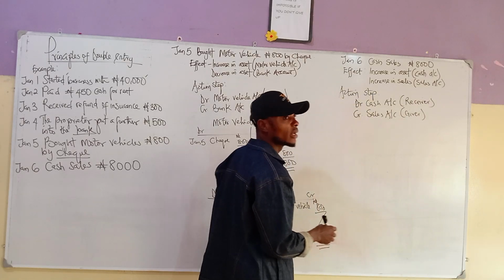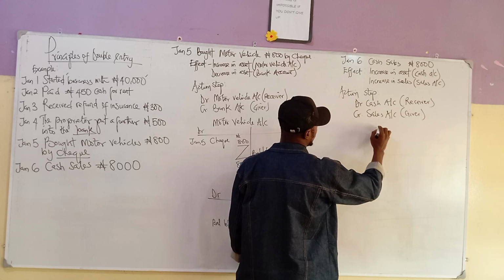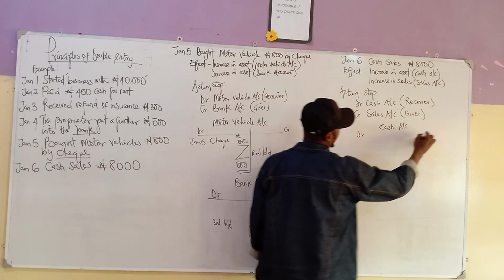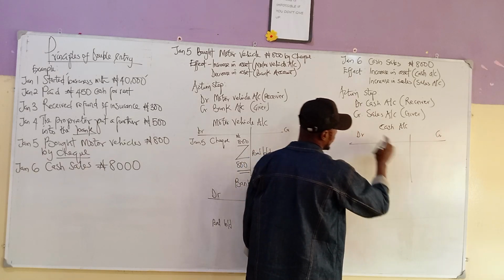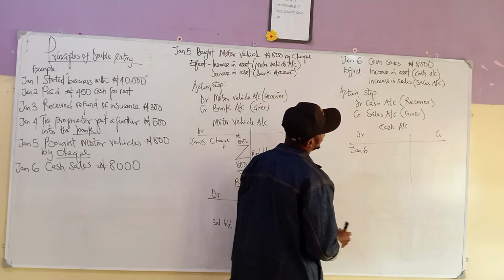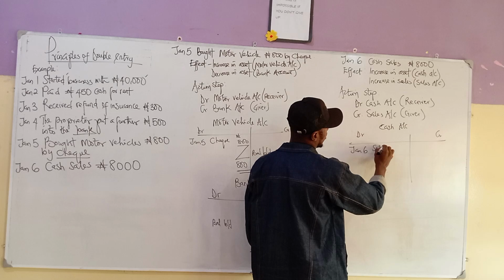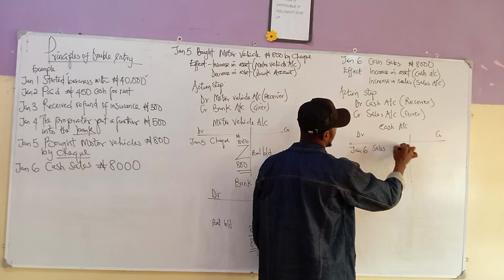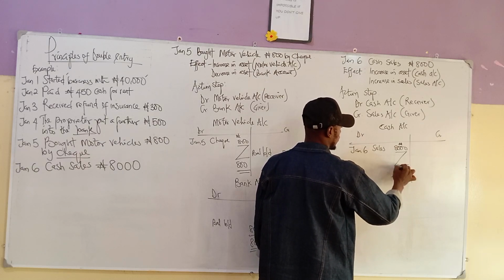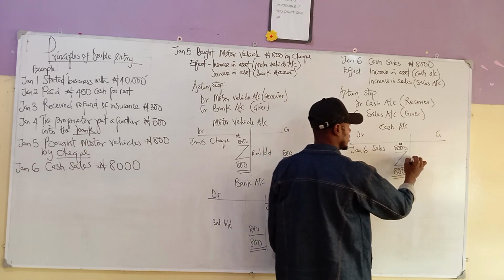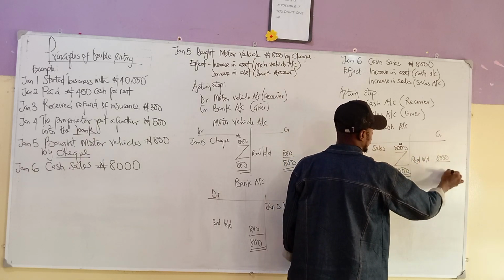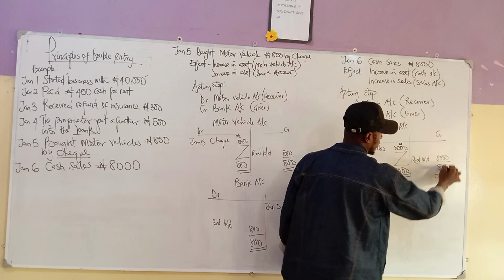Alright, I hope you can see that clearly. So let's start our posting. Cash account. I have debit and I have credit. We are debiting because we are receiving. So we have January 6th. And what happened? The transaction that occurred is sales, and we received 8,000 naira from the sales. So the value of what we have in the organization increased by 8,000. Then our balance brought down is 8,000. So I will close 8,000, right?